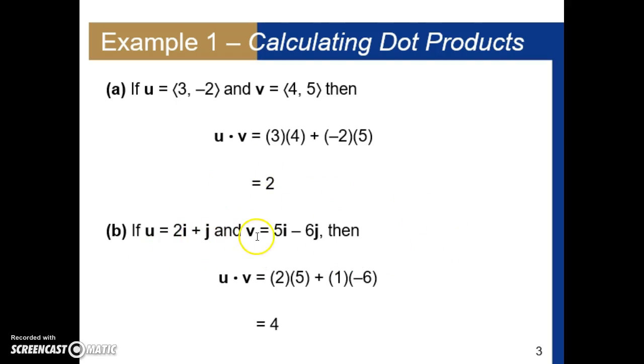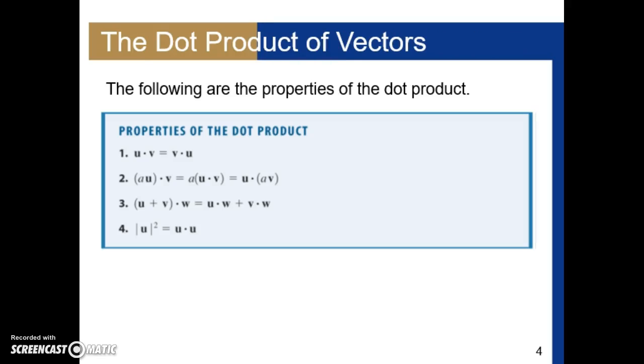We can also find the dot product given vectors in unit vector form as opposed to component form. So we know that a sub 1 would be 2, a sub 2 would be 5, b sub 1 would be positive 1, b sub 2 would be negative 6. So we can find the dot product u dot v here as well. It's 2 times 5 plus positive 1 times negative 6. So 10 minus 6, the dot product of u and v is positive 4.